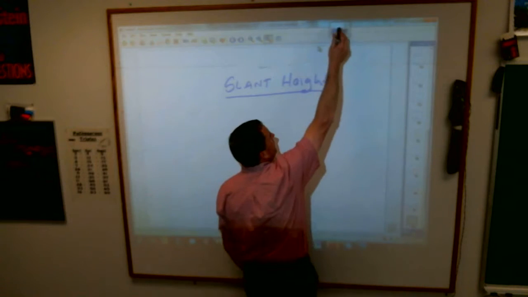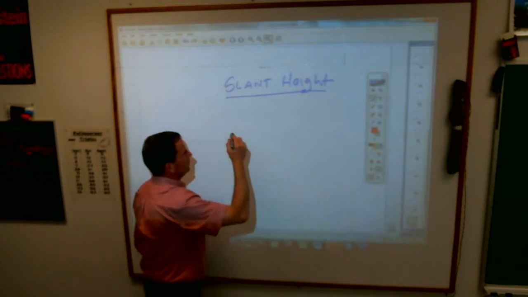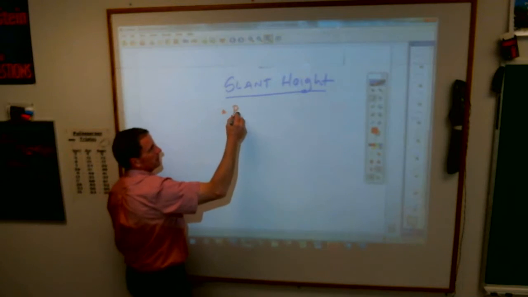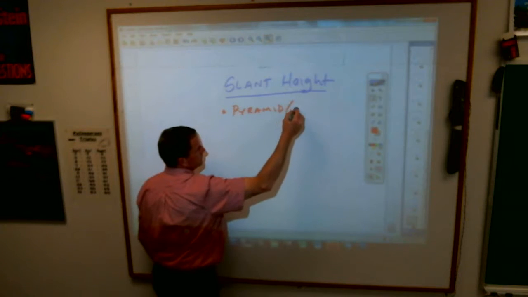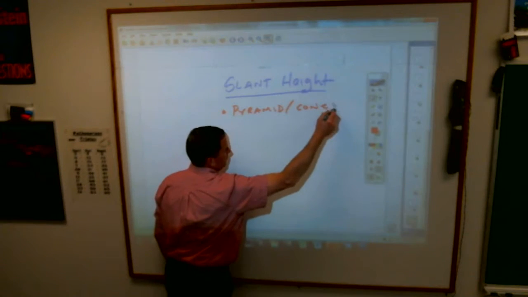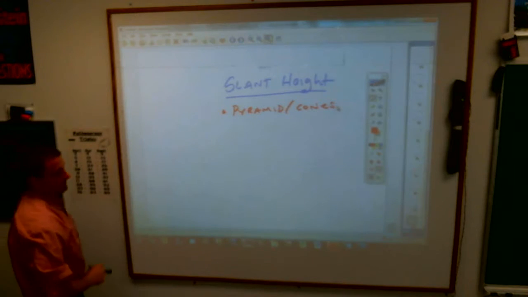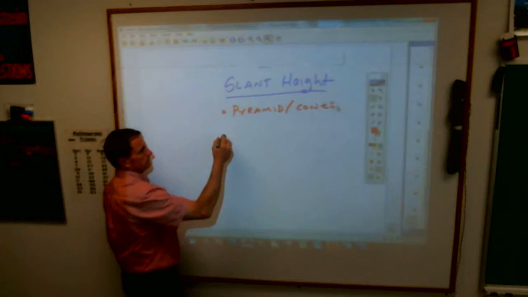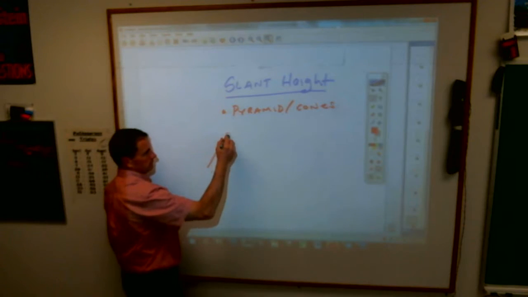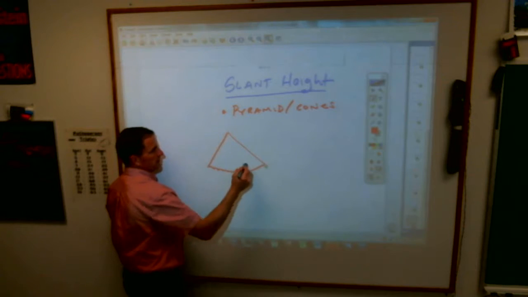A little subheading here. When we talk about slant height, we are talking usually about pyramids or cones. And in order for you to figure out what slant height is, you probably need to know what slant height is. Let's draw a cone. This is pretty solid.